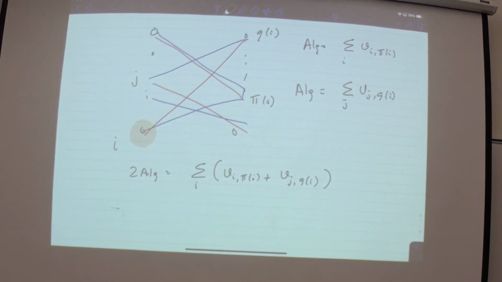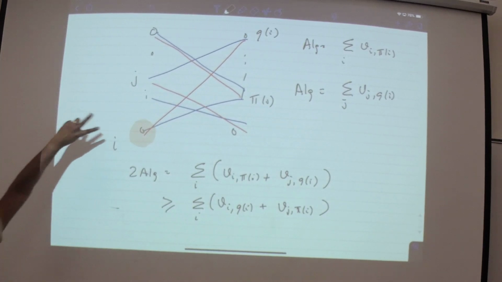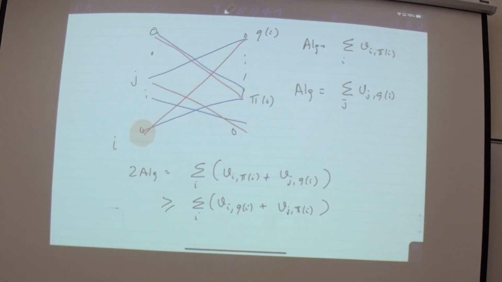So now I can write this as greater than or equal to the sum over I. So I'm going to swap them. So it would be V of I, comma Q of I plus V of J, comma pi of I. Is that right? Yeah, that's what happened when I swapped. It's like I took those 2 edges and I swapped them. I got that and that. But notice what just happened here. Let us look very closely at this term. What is this term?